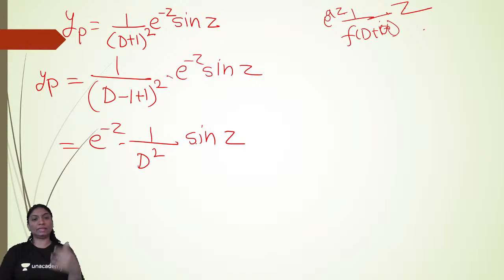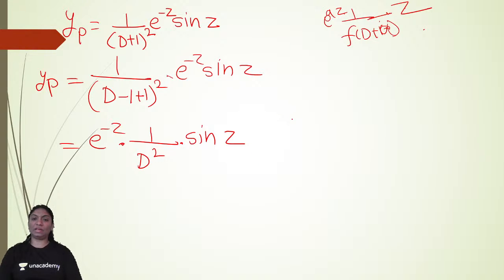E raised to minus z into 1 upon D square into sin z. Once we are getting this, again there are two ways to evaluate this 1 upon D square. Either you can double integrate this or you can use the rule for sin of ax.